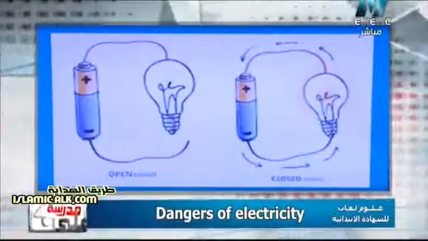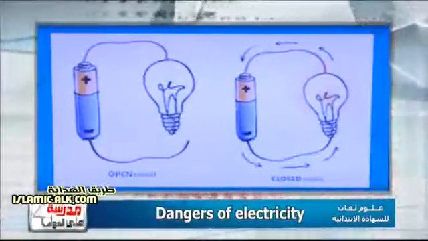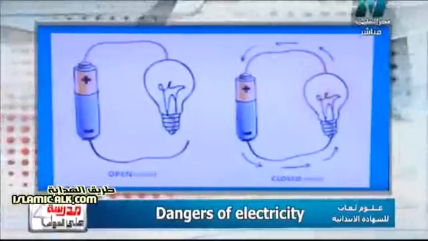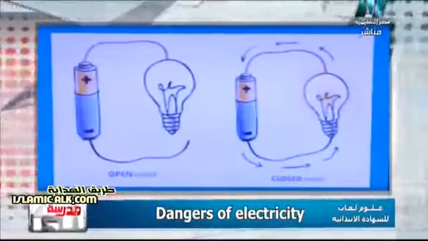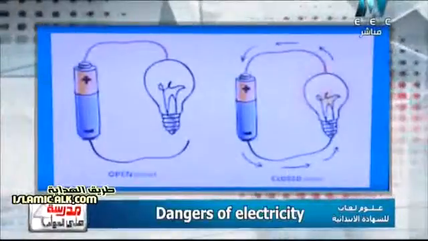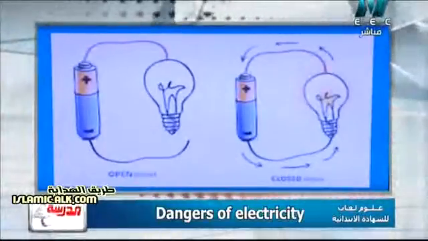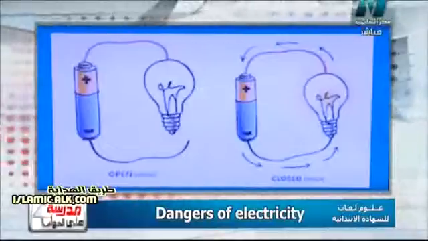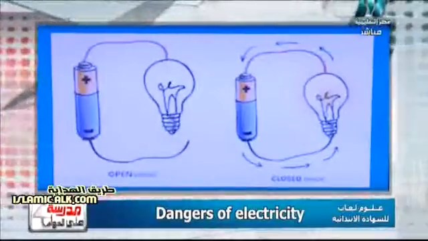An electric circuit, as we agreed in the last episode, consists of a battery, wire, switch, and the lamp. In the right circuit the lamp will light, but in the left circuit the lamp will not light. Why? Because the circuit is open.